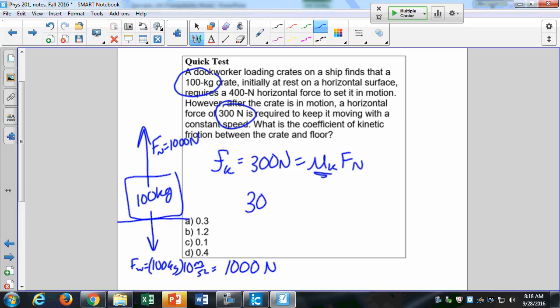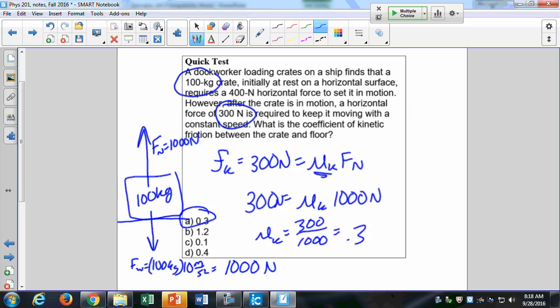So I say 300 equals mu k times 1,000 newtons. And then so mu k is equal to 300 over 1,000, which is 0.3. There are no units on the coefficient, as you can tell just from the formula, because I have newtons on one side and newtons on the other side. The coefficient is unitless, has no units at all.